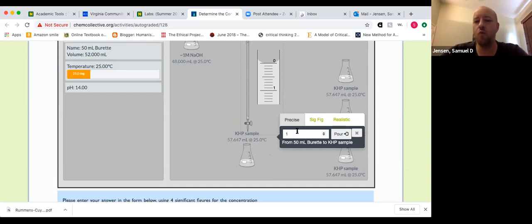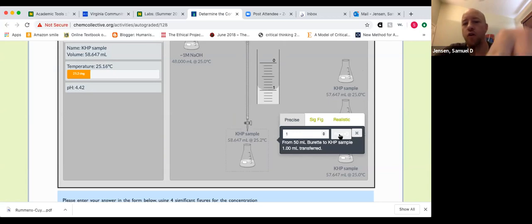So I'm going to put 1 in there for a milliliter. Now if I hit pour, you'll notice the volume drops on the simulator. It goes from 0 to 1. Added a milliliter. Well, let's keep going. Another milliliter, another milliliter, and so on. We're adding stuff in there.